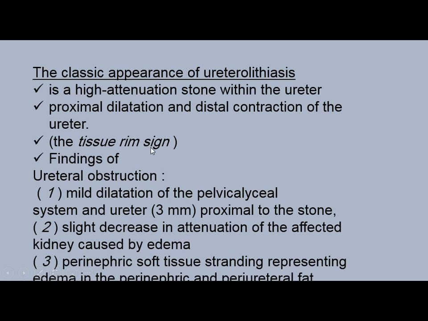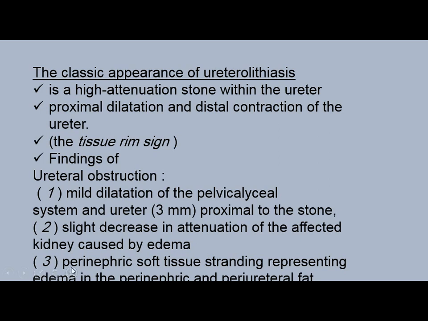Tissue rim sign is due to wall edema around the stone. There is a soft tissue attenuation around the stone called the tissue rim sign. And findings of ureteric obstruction are, first, mild dilatation of the pelvicalyceal system, 3 millimeters proximal to the stone. Second, slight decrease in the attenuation of the affected kidney caused by edema. Decrease in attenuation in the native CT, while if there is contrast, there is increased dense nephrogram.